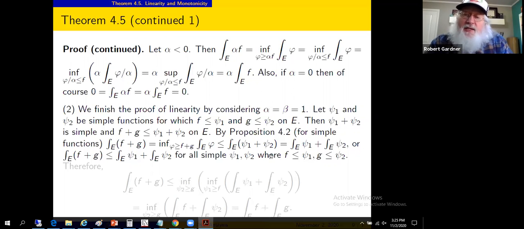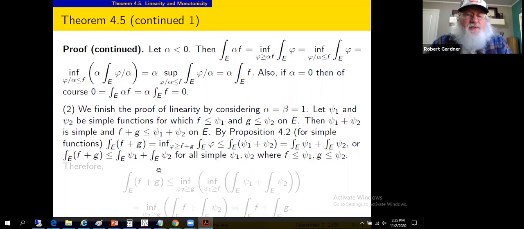4.2 gave us linearity, so here comes the 4.2 stuff. Integral of the sum is the sum of the integrals. And we've just seen then that the integral over E of f plus g is less than or equal to the sum of the integrals of these phis and these psis. And this holds for all simple functions.